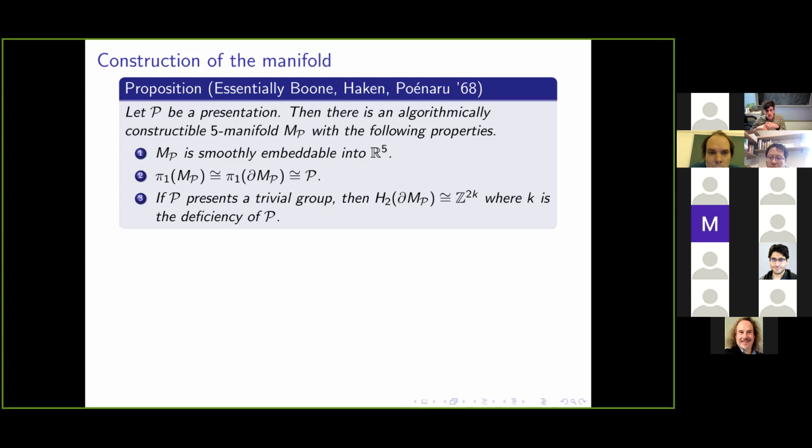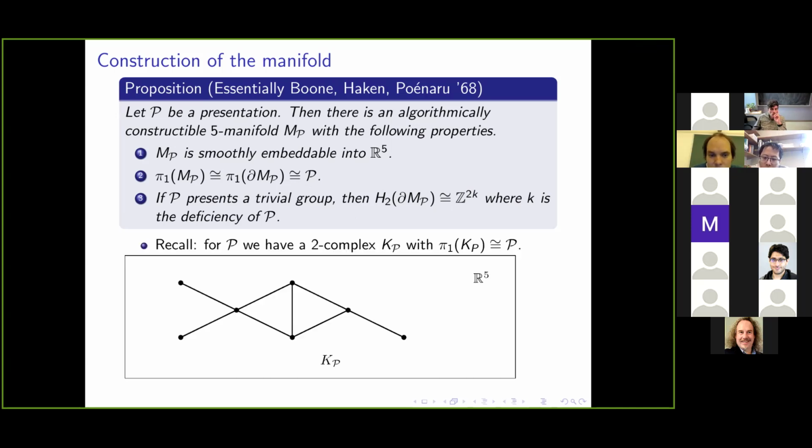Let me mention the proposition that I need: if I have a group presentation, then I can construct a 5-dimensional manifold with some properties. One property is that it smoothly embeds into R5. The second property is this key property that the fundamental group of the boundary is isomorphic with the group of the presentation. And the third property is something relatively easy to count. I can also count the dimension of the second homology, or I can say that this is isomorphic with Z to the power of 2k, where k is the deficiency. Let me just very briefly sketch the construction.